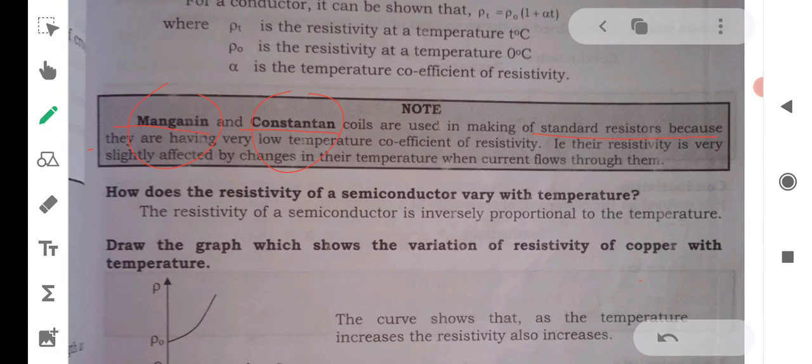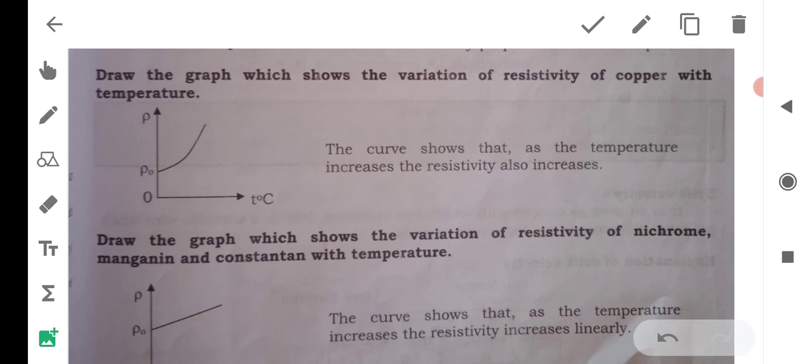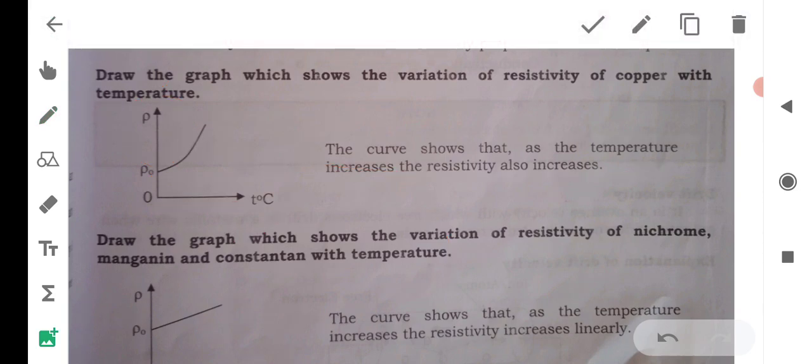Now we'll discuss two graphs, and very simple graphs they are. See, this curve shows that as temperature increases, resistivity also increases. This is the temperature and this is the resistivity, and resistivity is increasing as temperature is increasing, and some gap is there. In this gap, the conductor will act like an insulator.